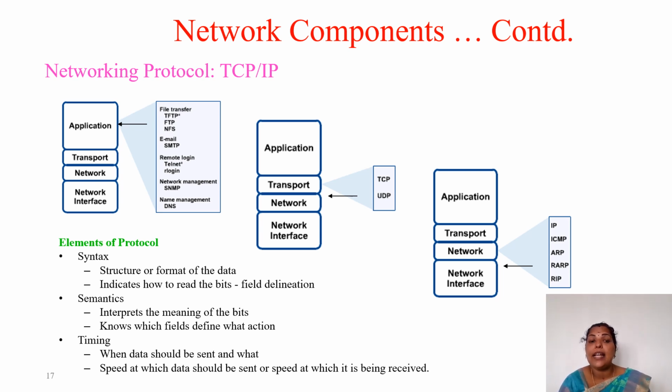Then timing, that is when data should be sent, because there may be a timing. Suppose a mail is sent today, it must be received immediately. If it is received 3 days later, what is the meaning? The timing plays a vital role in the communication process. When the data must be sent, what it is sending and what is the speed at which it is sending, that is very, very important. So the networking protocol is also one of the components.